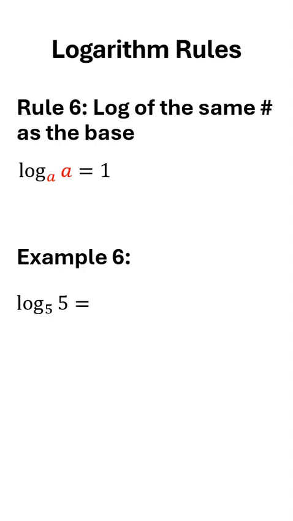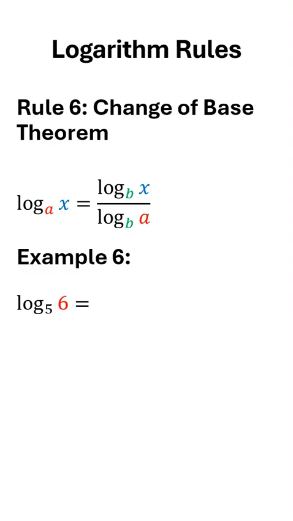Alright, so now let's look at the next rule. If the base and the argument are equal, then the answer is equal to 1. So if we have log to base a of a, we get 1. So let's look at this example. Log to base 5 of 5 is also equal to 1.